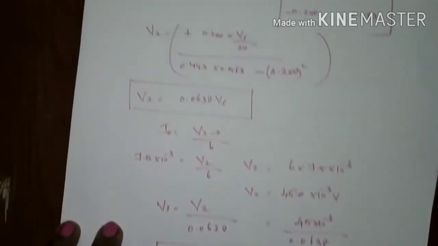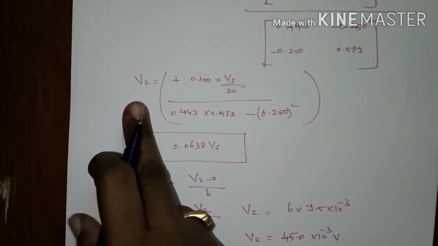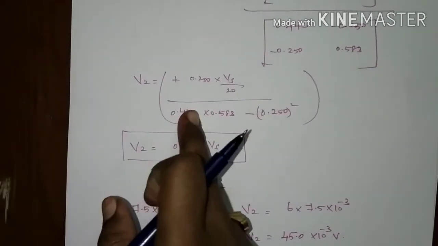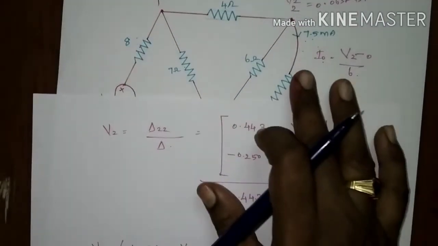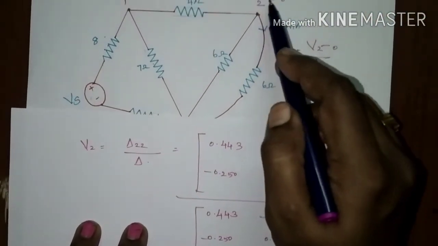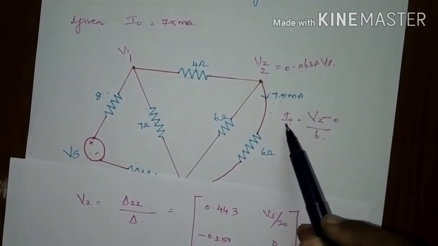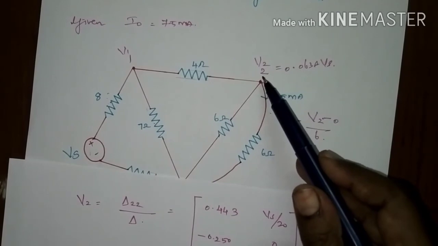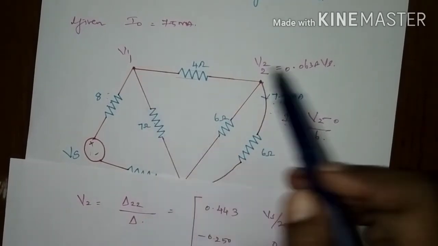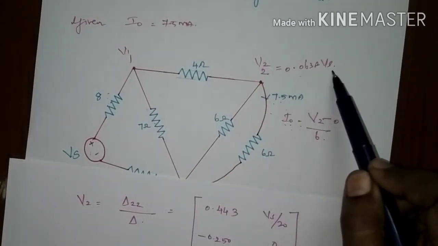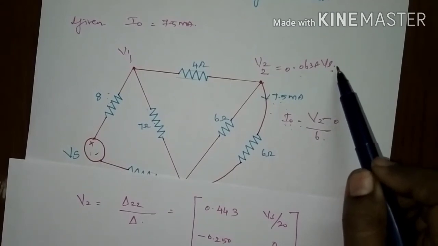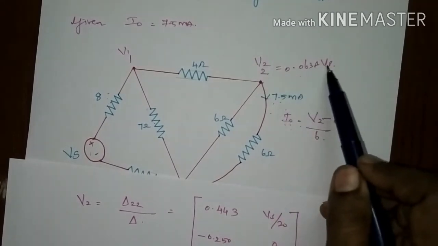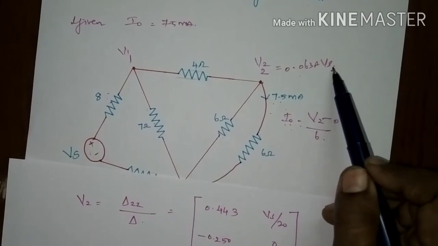This is the reason why we have found the V2 value instead of the V1 value. If you find the V2 value, we can easily find the value of the voltage source in terms of I0. Since they have given the output current, V2 can be found easily instead of V1. So that in terms of Vs, V2 is represented. After substituting the value of V2, we can get the value of Vs, the source voltage.